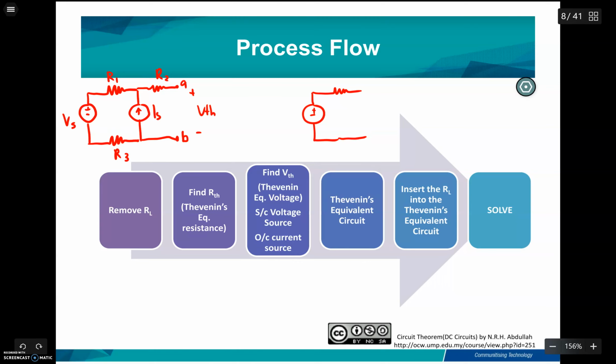After you find the R Thevenin and V Thevenin, transform the circuit into the Thevenin equivalent circuit by inserting the values of V Thevenin and R Thevenin into the circuit. And then insert back the RL into the circuit. For example, in the previous circuit, if the question asks you to find the IA, as stated here, you can just find the IA by using the Thevenin equivalent circuit.